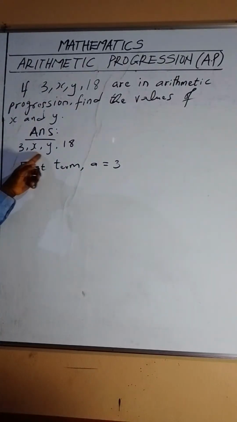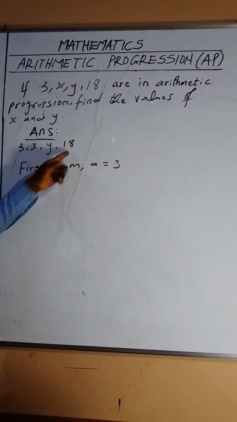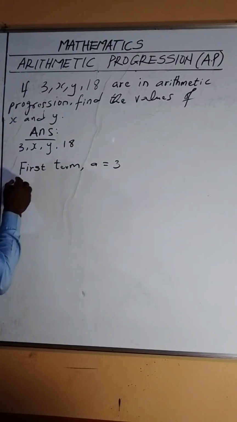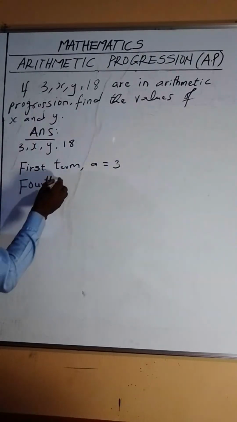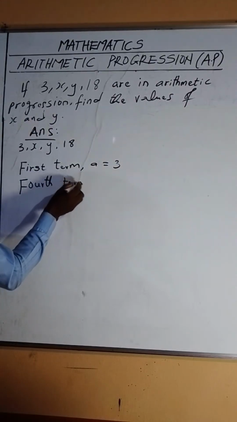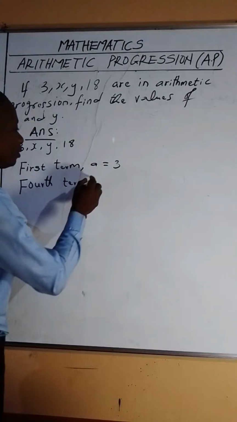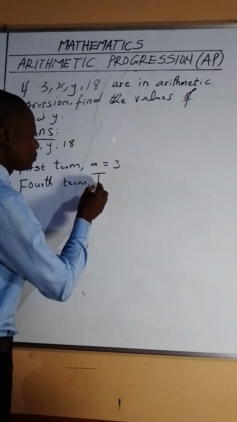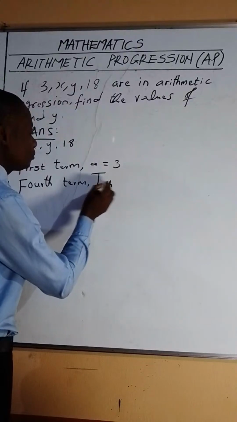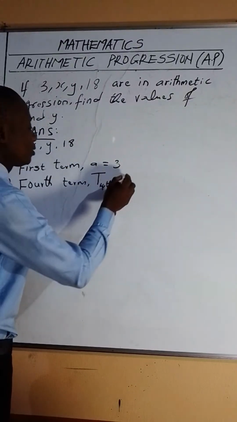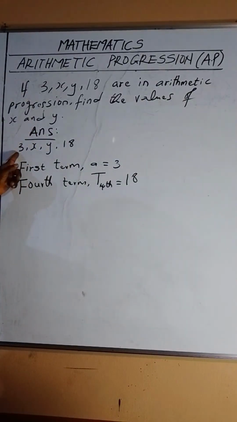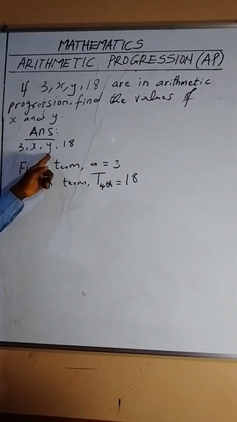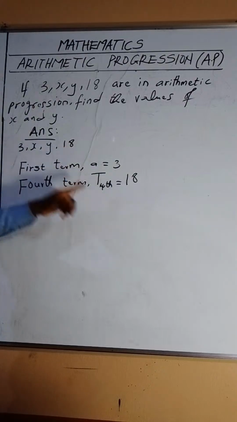This is the second term. This is the third term, and this is the fourth term. So the fourth term is T fourth, and that is equal to 18. Okay, this is the first term, which is 3. This is the second term. This is the third term, and this is the fourth term, which is 18.